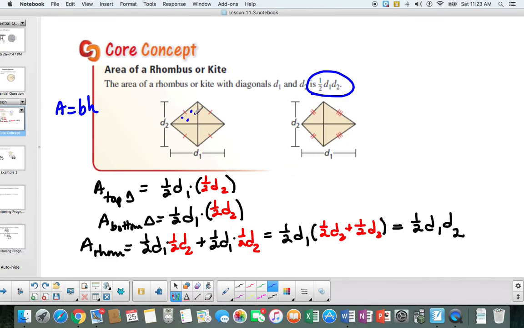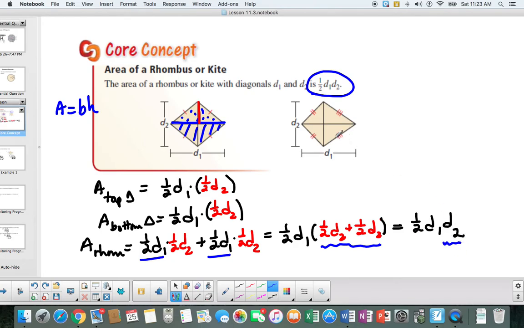The first step is to find the area of the top triangle, which requires 1/2 the base, and this base is D1, times the height, and this height will be half of this diagonal. Now, the area for the bottom triangle will be the same formula, so I'm just going to rewrite it. And so the whole rhombus will be both of these areas added up together. You can see I'm going to factor 1/2 D1 out, and then I'm going to have these left over, and I'm going to add these two half diagonals together, and I get diagonal 2.